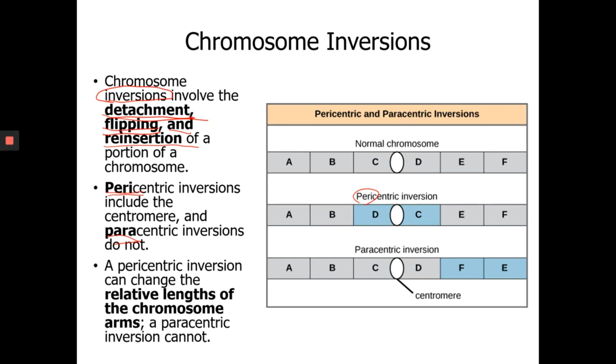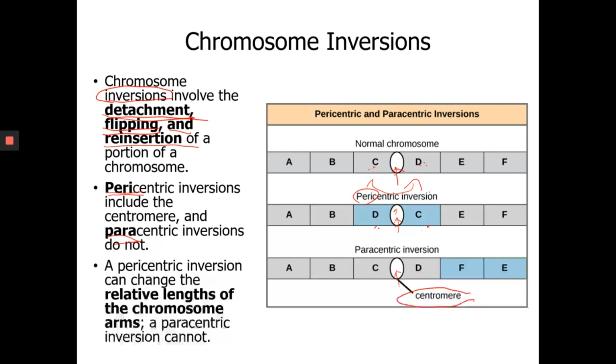So pericentric inversion, as you can see in this graph, if we assign letters to different segments of chromosomes, A, B, C, D, E, F, and this blank part represents the centromere. Centromere, remember, is the part where everything gets narrowed down a little bit. So if you have segments that are detached and flipped and go back to the chromosome, that involves the centromere. That's going to be pericentric inversion, right? So C and D, these two sections include the centromere, so they flip. And now when you look at the chromosome, you have a D and a C, so that's called a pericentric inversion.